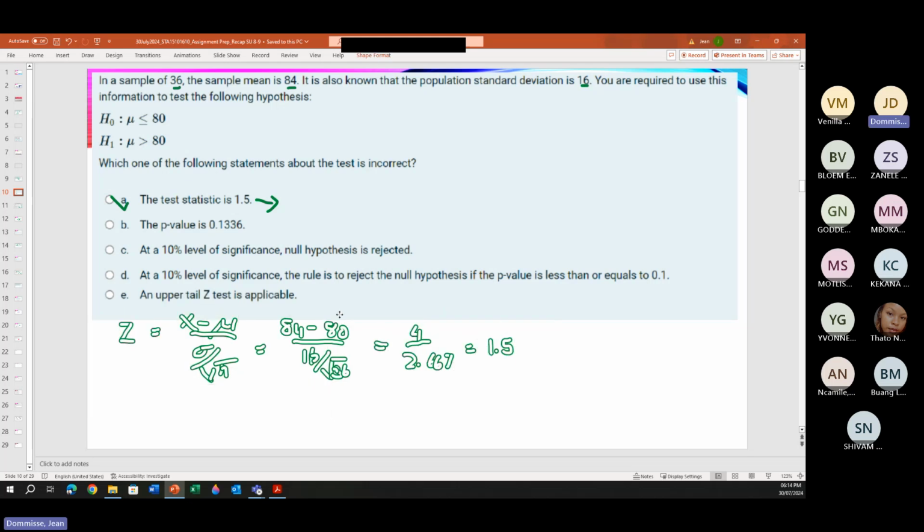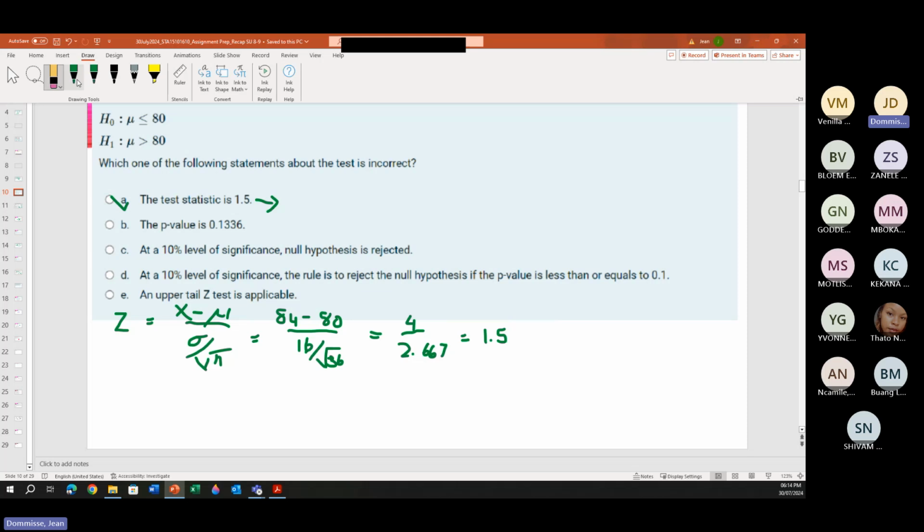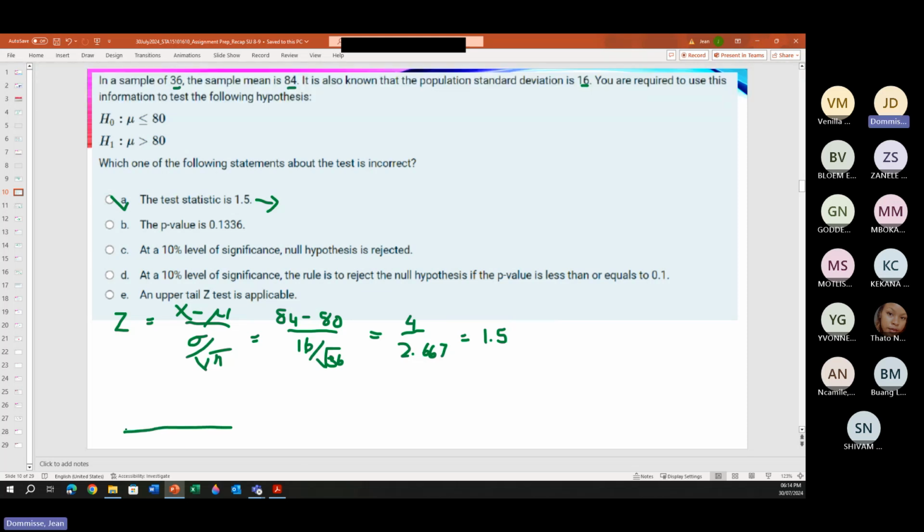Let's also move that a bit up. Okay. So let's just look at, if we draw this Z diagram where Z is equal to 1.5, what is our p-value?